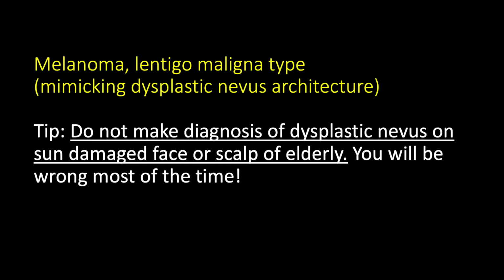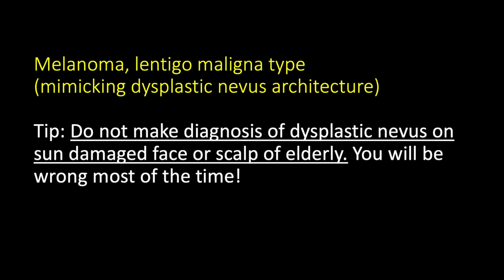So these are classically called the lentigo maligna type of melanoma, or in the more recent WHO skin book, the chronic sun damage pathway of melanoma. And they can sometimes have this dysplastic nevus-like architecture and have nesting and elongated rete with bridging. So the main take-home I would say is if it's the sun-damaged face or scalp of elderly patients, I would strongly advise against calling things dysplastic nevus unless you're just totally sure or you've shown it to a dermpath expert, because you will be wrong most of the time in my experience.